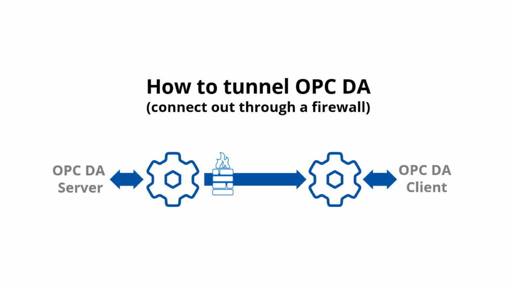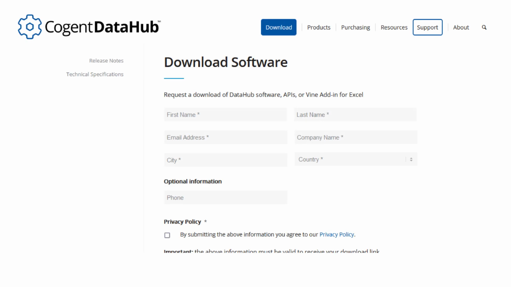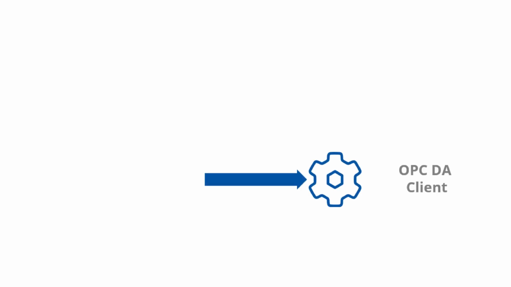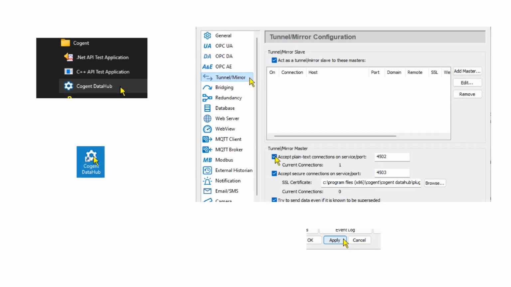How to tunnel OPC DA, connecting outbound through a firewall from the OPC server to the OPC client. First, download and install Cogent DataHub software on both the server and client computers. We will start with the DataHub instance on the OPC DA client machine by configuring it as a tunnel master. On the OPC client computer, start the DataHub, and from the Properties window, select the tunnel/mirror option.